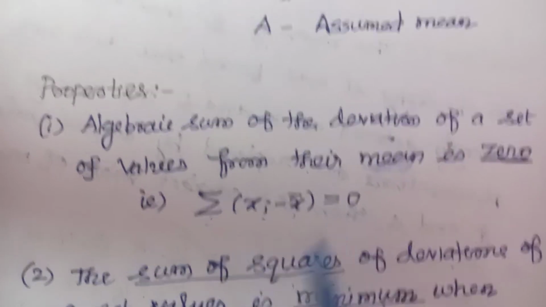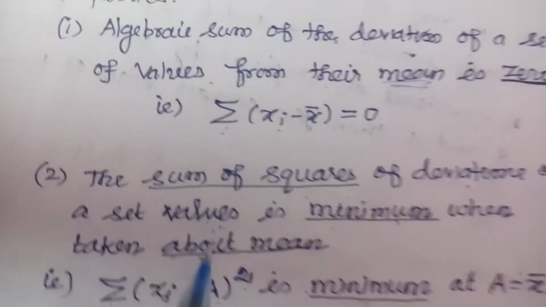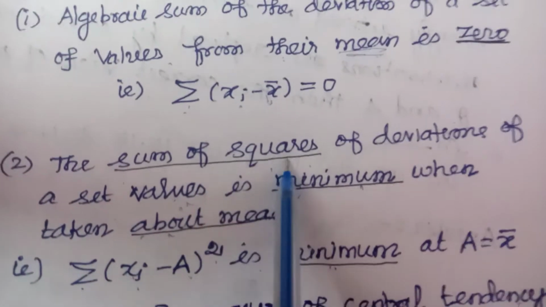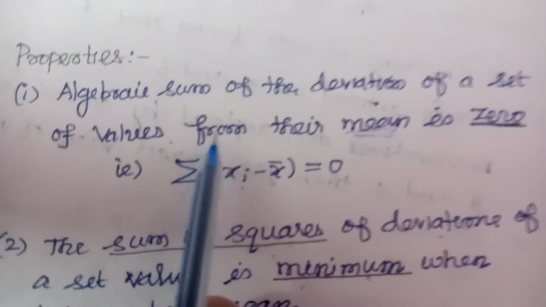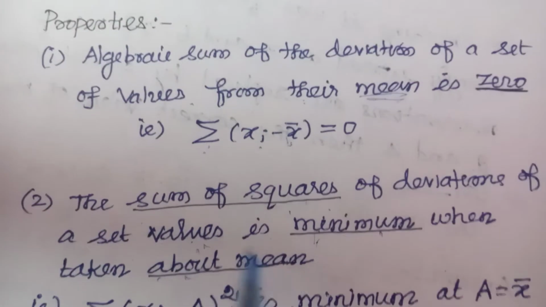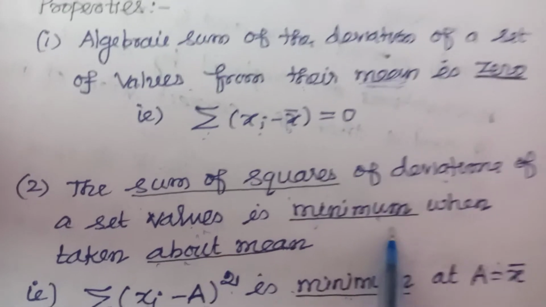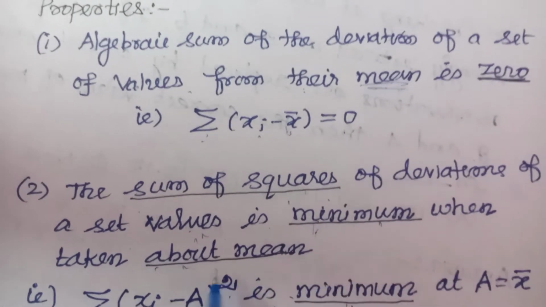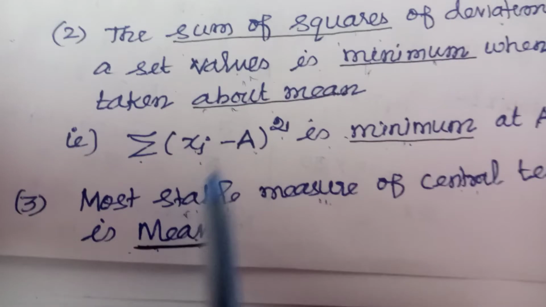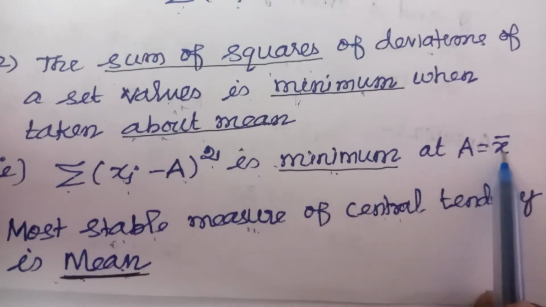Once upon a time, this question was asked in PGTRB. The sum of squares of deviations of a set of values is minimum when taken about the mean. So that is the difference from the first one, which is the sum of deviations. Next property: summation of x i minus a, whole square, is minimum at a equal to x bar.